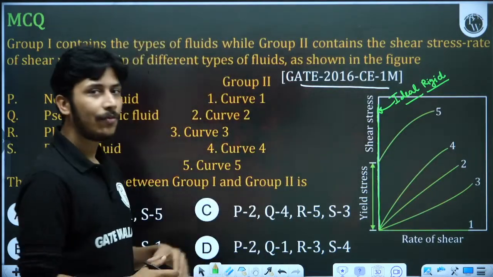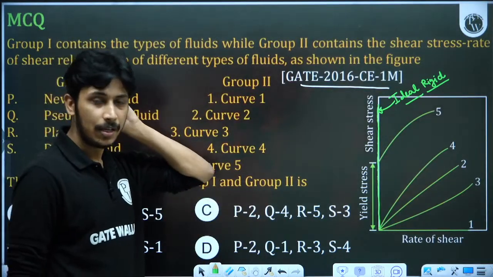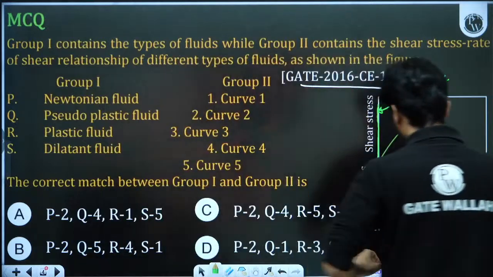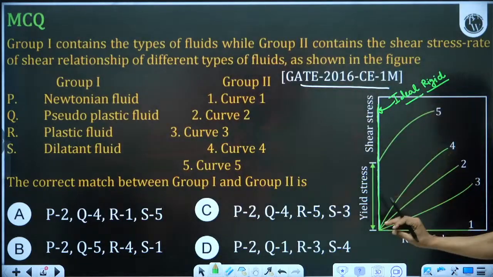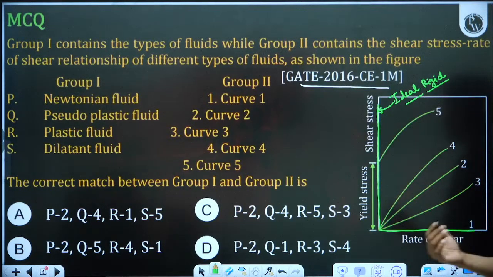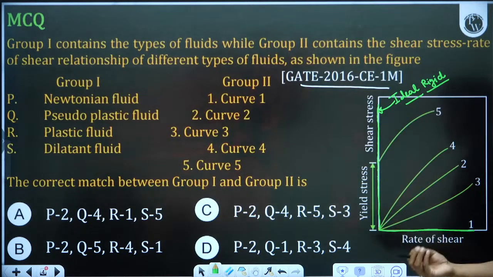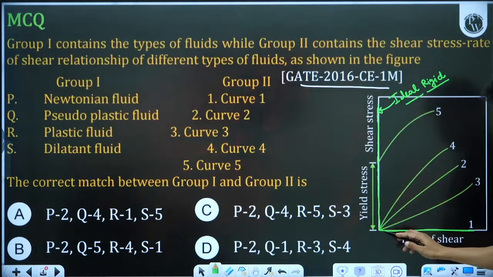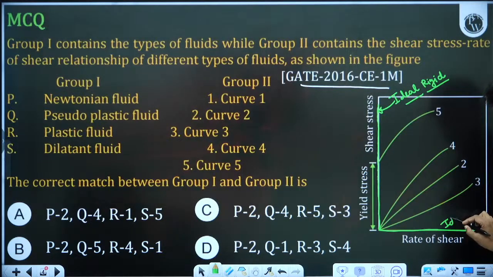Please understand what you have to learn from the PYQs. Okay. So please learn a lot of things here. This is ideal rigid. Why? Because whatever the stress you increase, the strain will not increase. This is your ideal fluid. Why? Because at very low shear stress, the strain will increase continuously. So this is your ideal fluid.